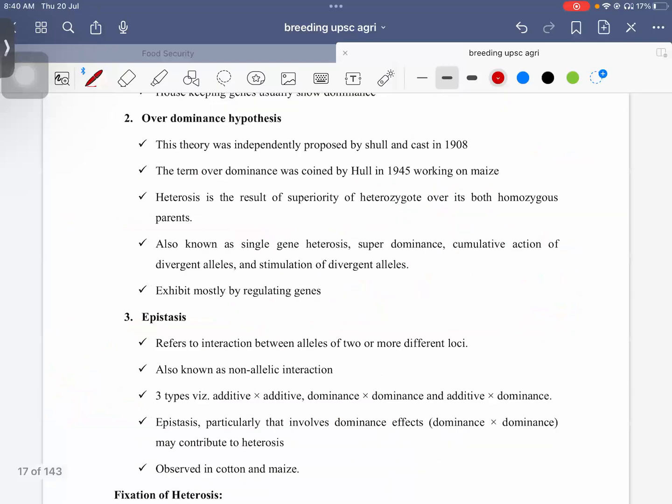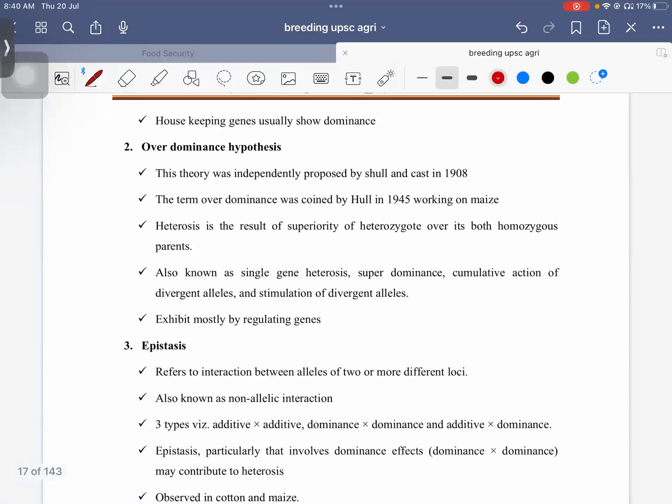In case of housekeeping genes, or the normal genes which are involved in development, it shows dominance. Next is the over dominance hypothesis. In over dominance, there is superiority of the heterozygote over both of the homozygotes. What does it mean?